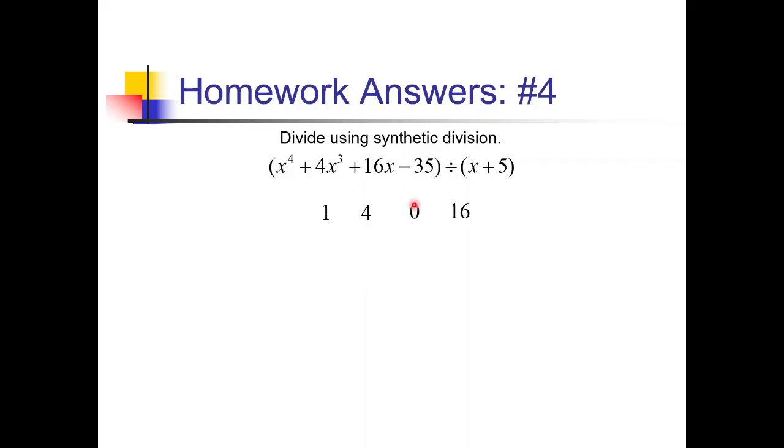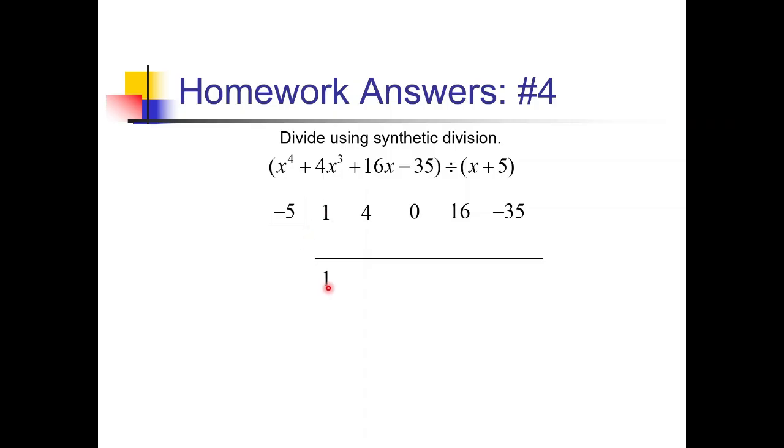Then we have 16 and negative 35. Now we'll write the k value off to the side. That's going to be whatever zeroes out this x plus 5, so then negative 5 is our k value. Let's leave a little space for our second row and then draw that line to give us our third row down here. So bring down our first coefficient.